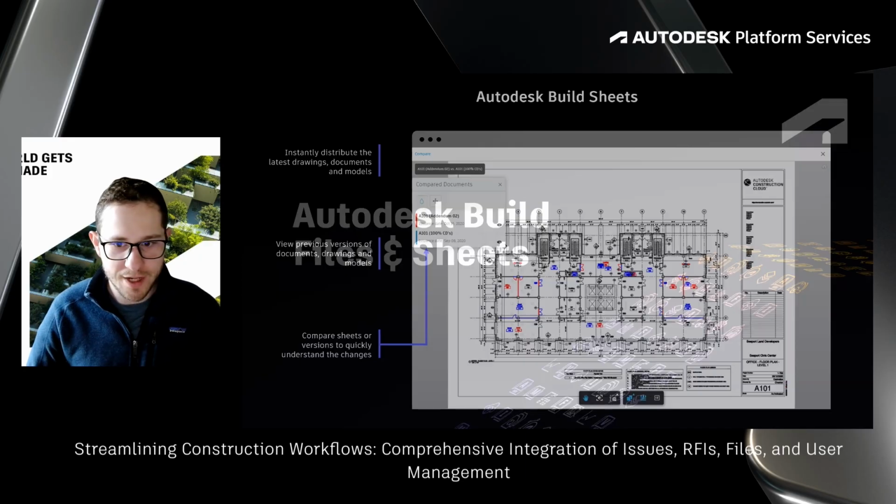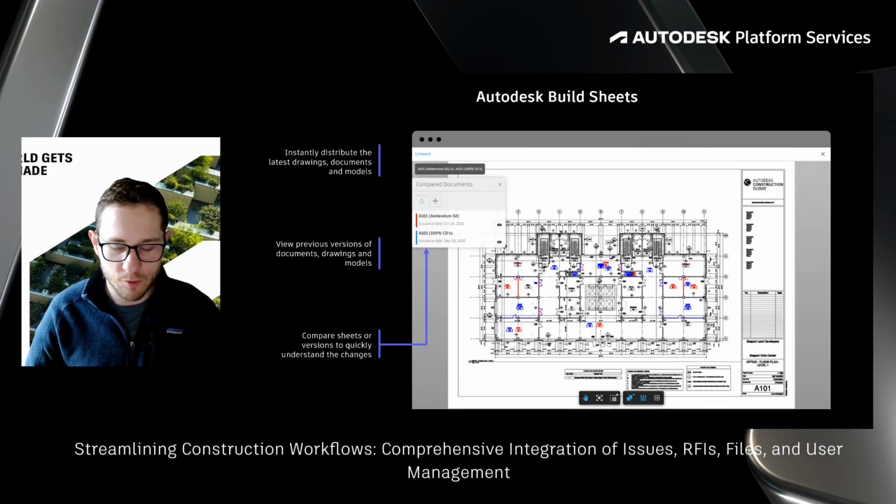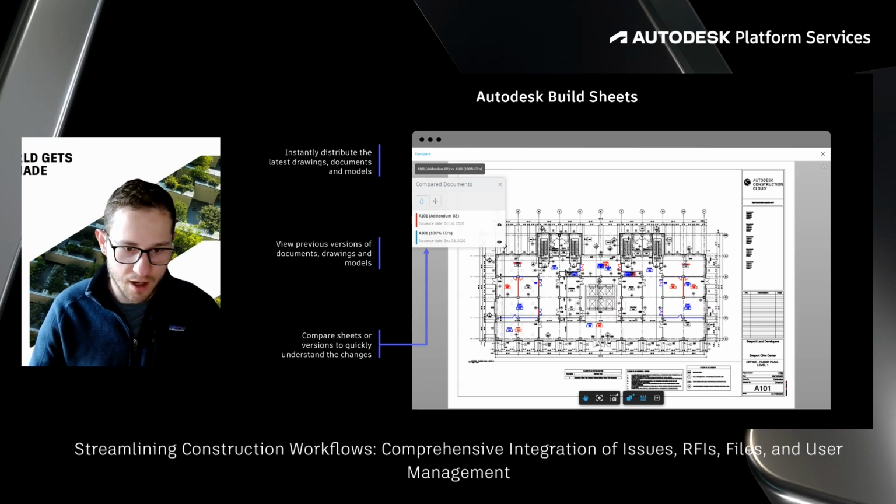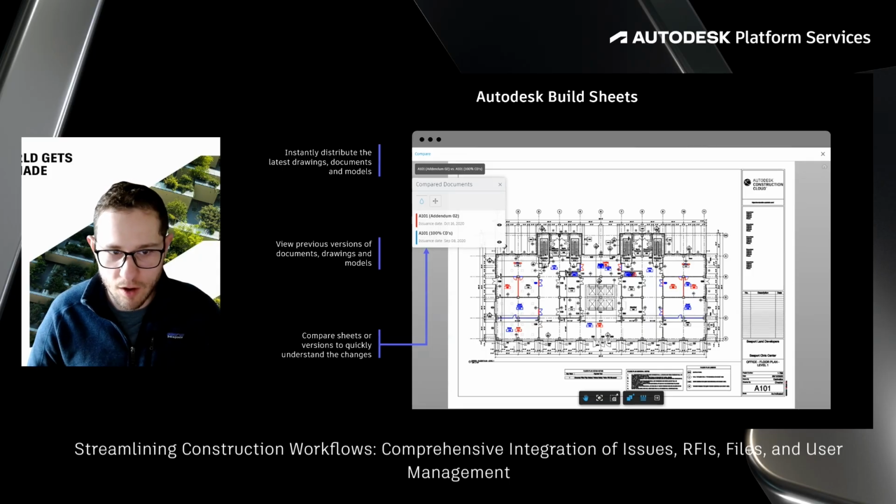So Autodesk Build Sheets is where users or customers store their 2D drawings. They can upload these drawings via a workflow that we have built in where they can upload PDFs, and we'll extract out all the relevant information from it, including its name, its type, and organize it.